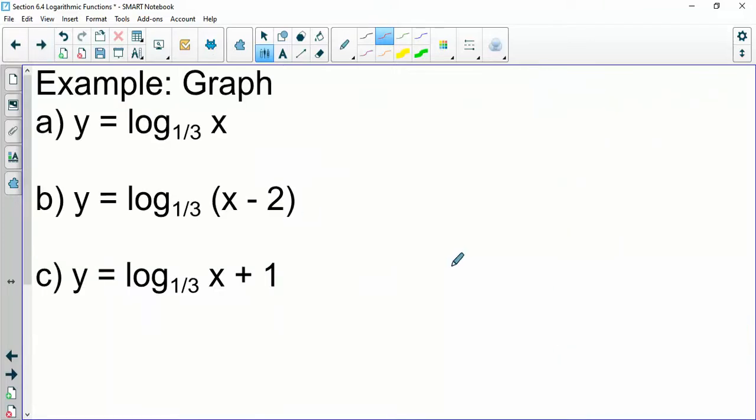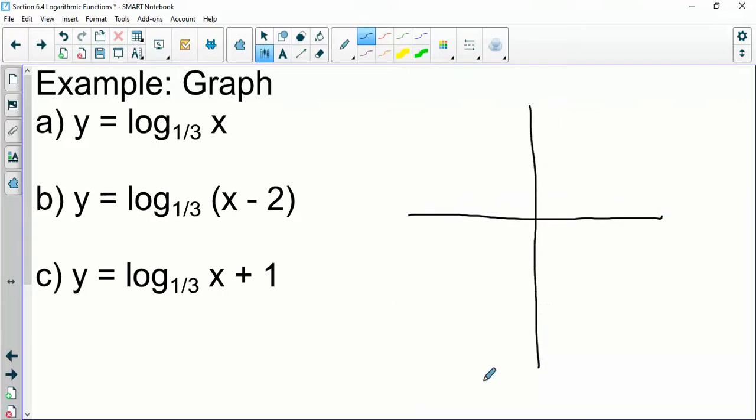So let's take a look at this one. I have 3 things that I'm going to graph. The first one is just my parent function, and then I'm going to do a couple variations of that parent function. So what would this be? Y equals log base 1/3 of x. What is that in exponential form? (1/3) to the y equals x. Good.